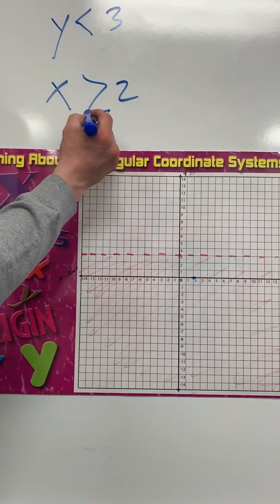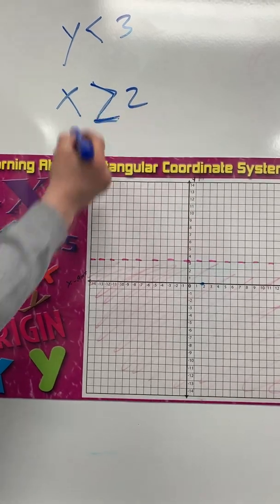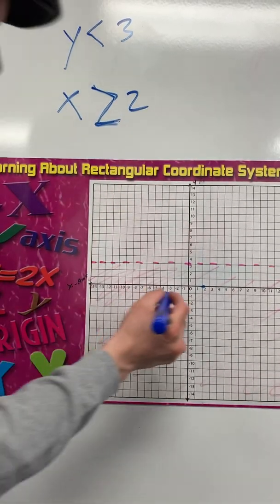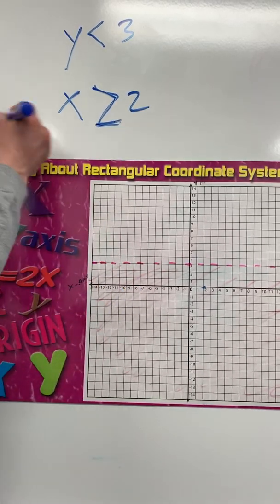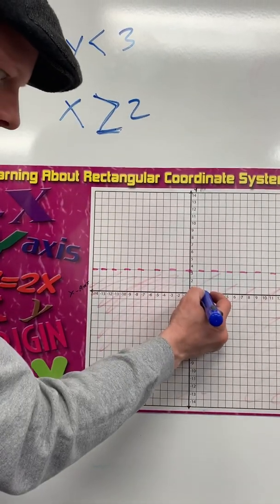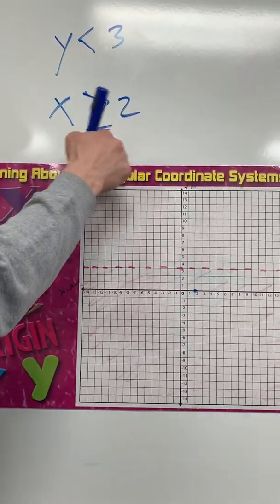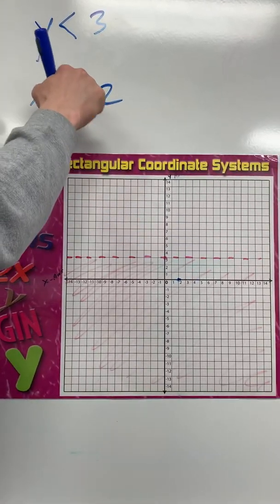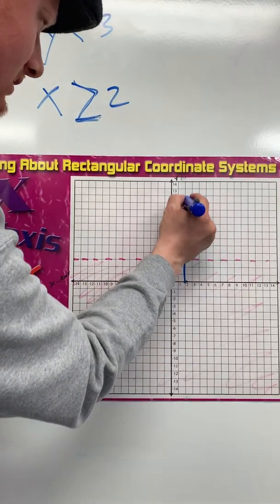Now, notice that this is greater than or equal to. If it's greater than or equal to, it's going to be a solid line. So remember, if this was x equals 2, we would make our point, and then it's going to be a vertical line. Remember that? Now, it's going to be a solid line since we have that it's greater than or equal to, just like this.